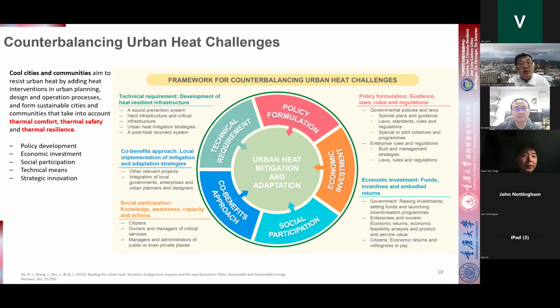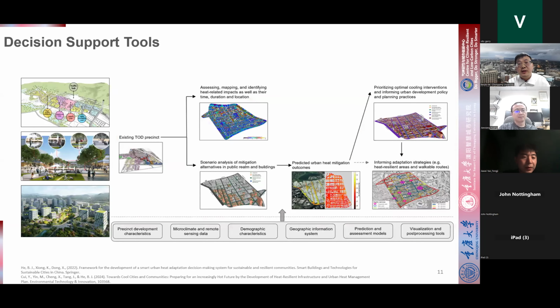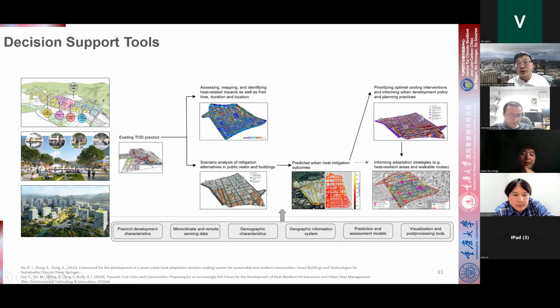The next one is how to integrate the mitigation and adaptation strategies into real projects. If we have one TOD precinct here, and this is a new project, what to do? The first thing we think is to assess, map and identify the heat-related impacts, as well as their time, duration and location. We have many methods to capture the heat spots, but we would like to highlight the temporal impact, because when people are outside, they may feel comfortable in the short term, but once they are outside for 15 or 20 minutes, they will feel uncomfortable, or the heat will threaten their safety.